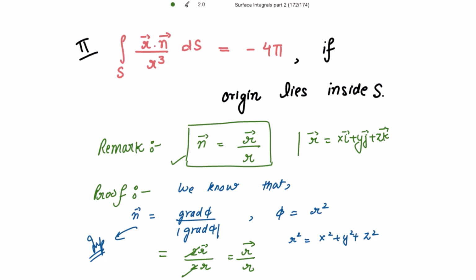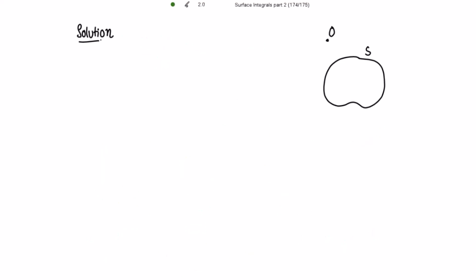Please remember this. Now let's move on to the proof. Okay, first case is when the origin lies outside the surface S, right? So for that, let's take V be the region enclosed by the surface S.